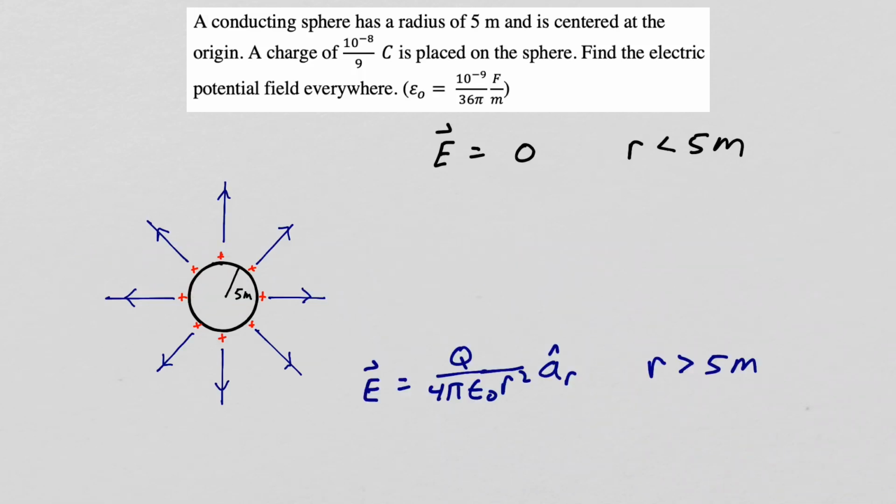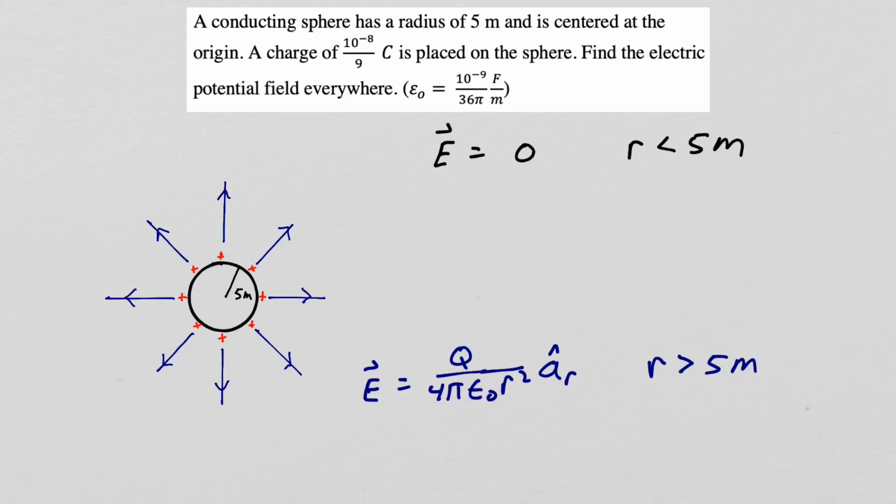By now you should be getting comfortable enough to just write down the electric field intensity for r greater than 5. It's whatever charge you've put on the sphere divided by 4 pi epsilon sub 0 r squared, and it's in the radial direction. If not, go ahead and pick a Gaussian surface that is a sphere of radius r, where r is greater than 5 meters. Find your electric flux density field, and then divide by epsilon sub 0.